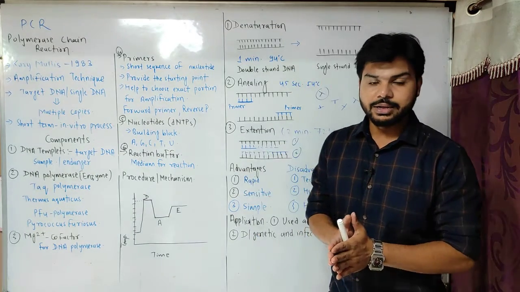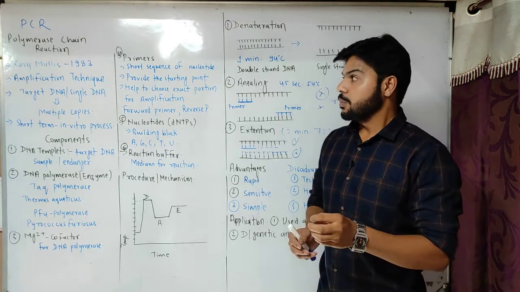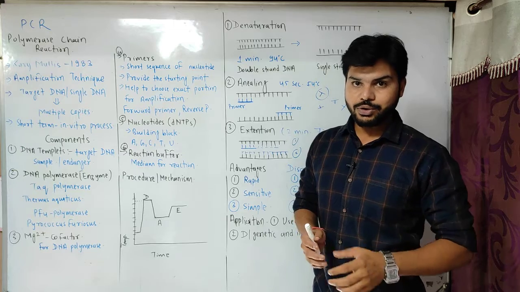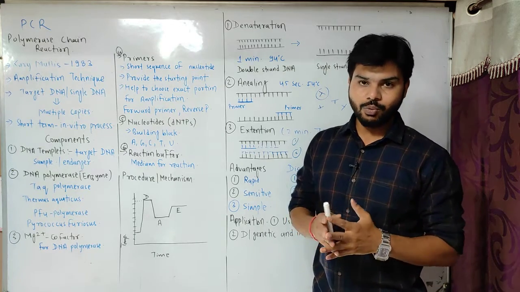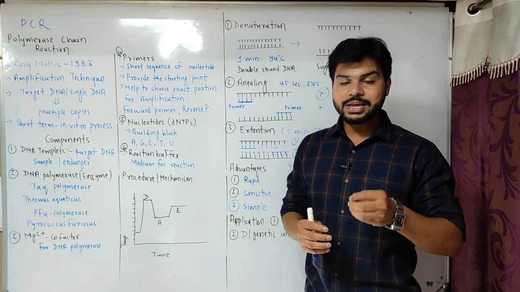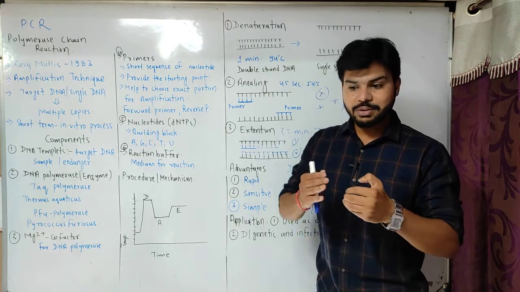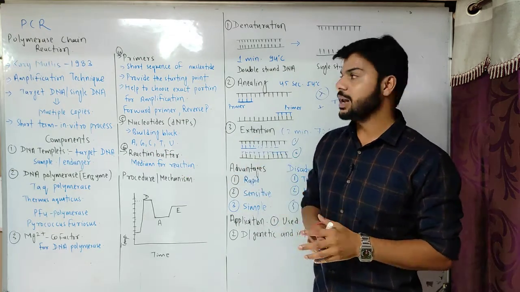मैं हूं विशाल and today we are going to learn about PCR, that is polymerase chain reaction. What is this process for? This is for DNA amplification, or an amplification technique. What does it mean by DNA amplification? By using a single sequence of DNA, we can make multiple copies of DNA. This is the process that we utilize it for.